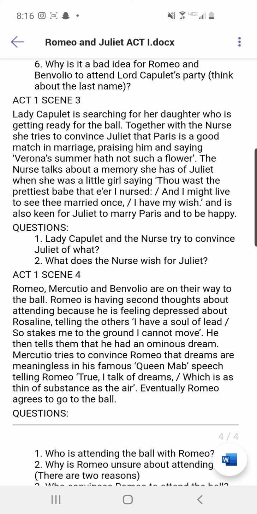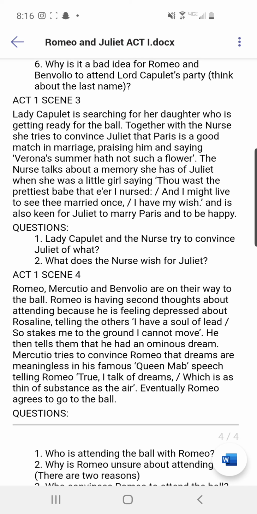So weird. Lady Capulet and the nurse try to convince Juliet to do what? They both want her to marry Paris. Why? Because he's really hot. They talk about how beautiful he is. They say Verona summers have not such a flower, because he's super, super hot. If you actually read this scene, the nurse says a lot of really inappropriate stuff about him. It's all very sexual. You might get a laugh out of it. If you want to read it, no fear, Shakespeare is online.